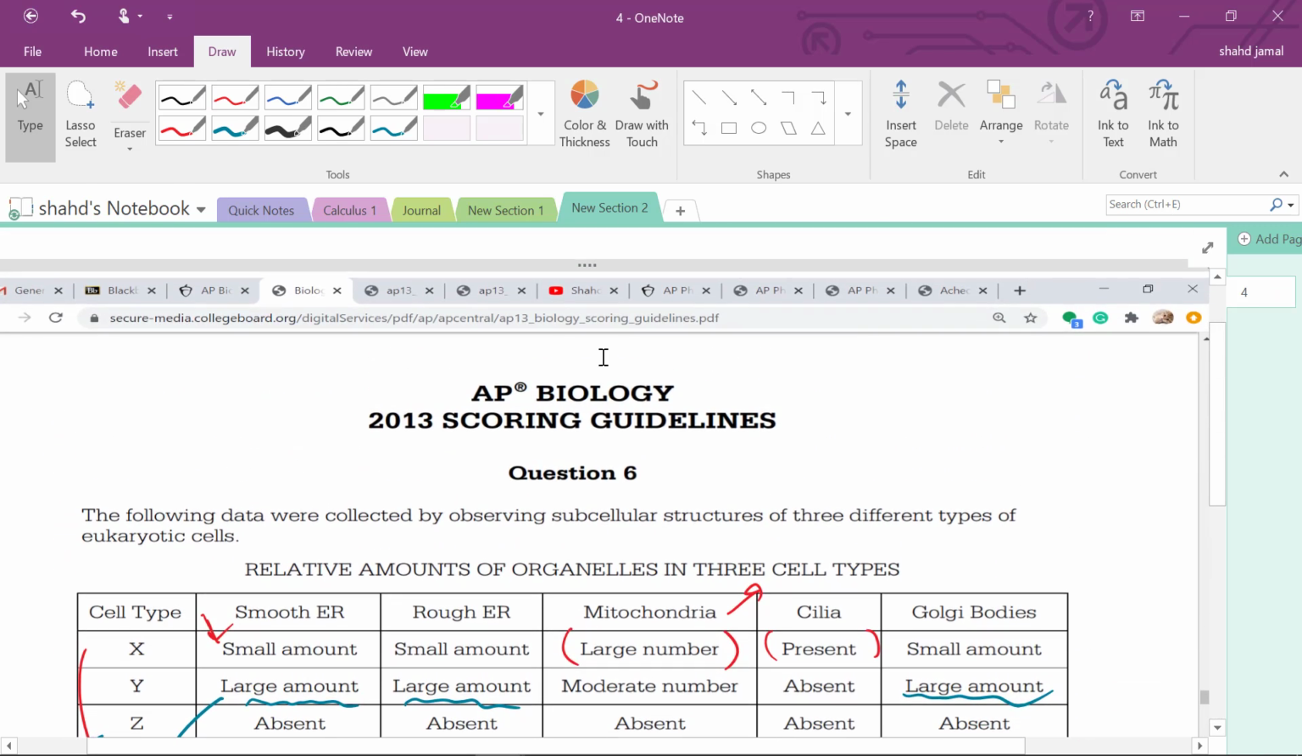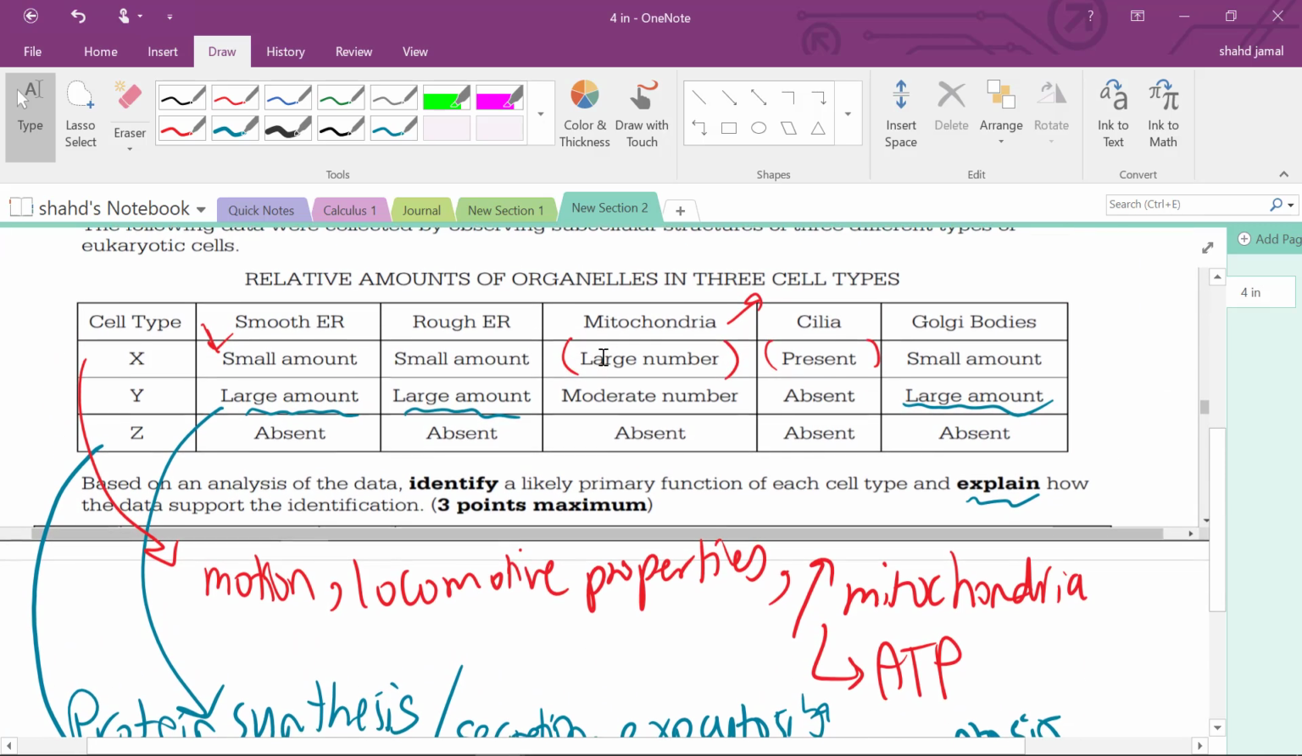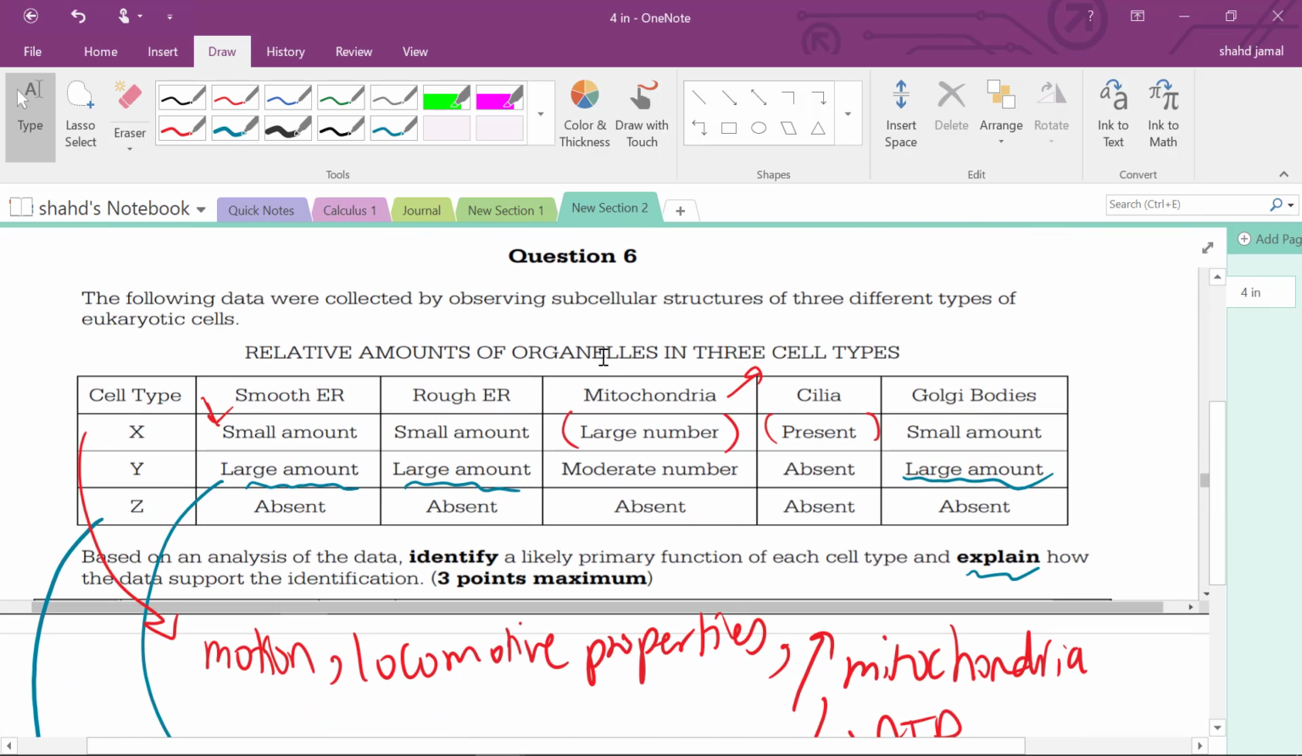So this is question number 6. It's simple. It's easy points, and it's good for you to revise what the function of every cell organelle is.